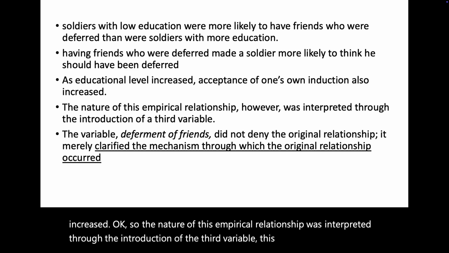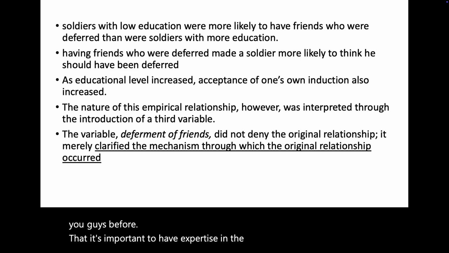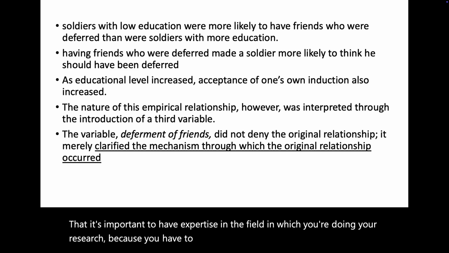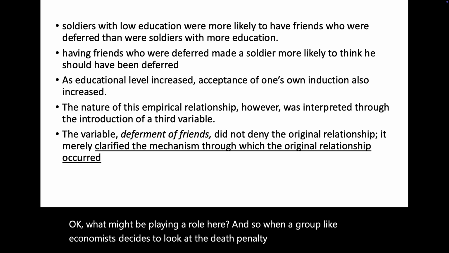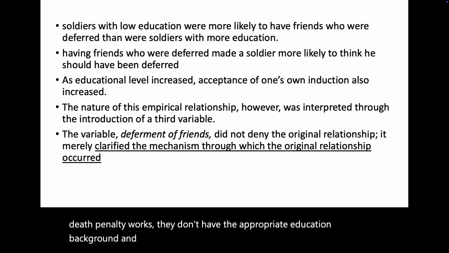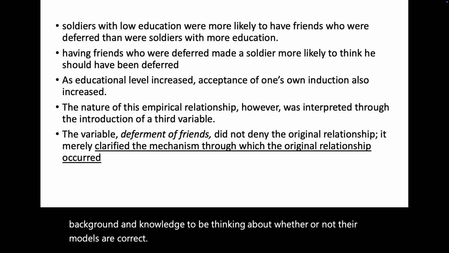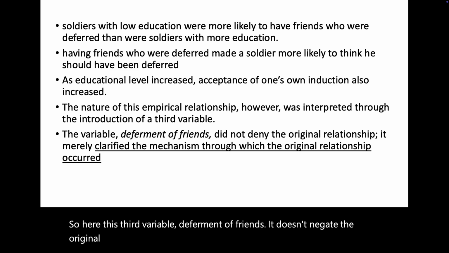This is why, when I've said to you guys before, that it's important to have expertise in the field in which you're doing your research, because you have to know, what does the literature tell us, okay? What might be playing a role here? And so when a group like economists decides to look at the death penalty and whether or not the death penalty works, they don't have the appropriate education, background, and knowledge to be thinking about whether or not their models are correct. So here, this third variable, deferment of friends, it doesn't negate the original relationship, it's there, but it's clarifying what is really happening in that relationship.